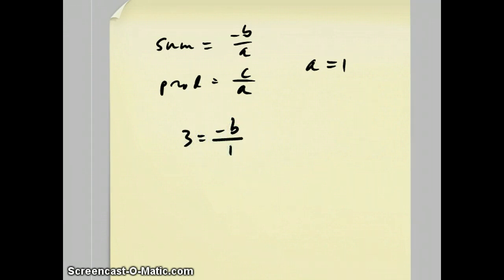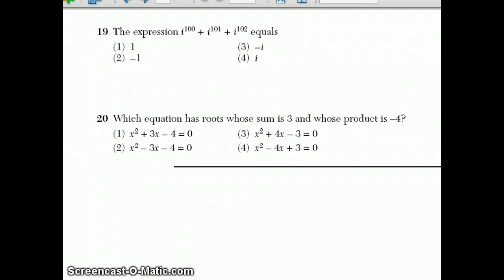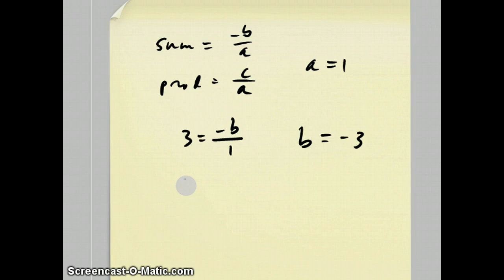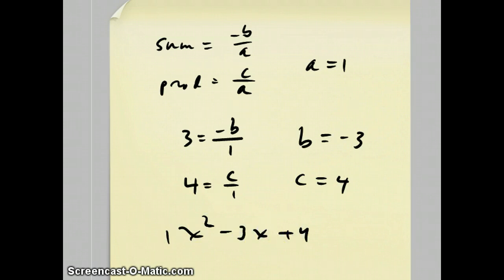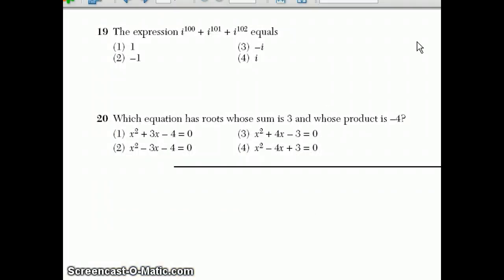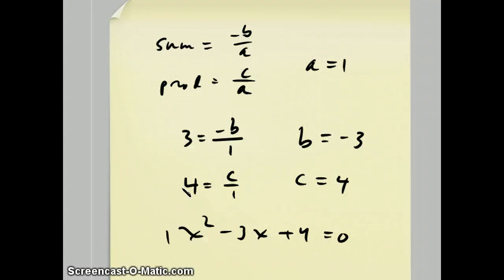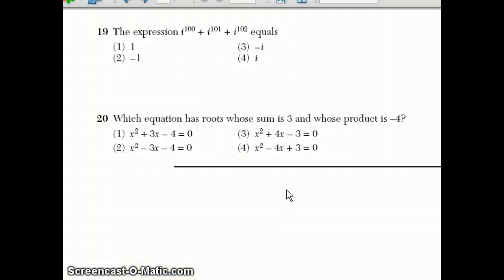and a is 1, because they all have a equals 1, then the b value has to be negative 3. And they want the product to be negative 4. Well, the product is c over a, so 4 equals c over 1, or c equals 4, which means the equation is x squared minus 3x plus 4. And if you take a look, minus, did I say plus 4? This should be minus 4 because it was given the product's negative 4. And there's your answer. x squared minus 3x minus 4, which is choice 2. And that does it for the part 1 questions.